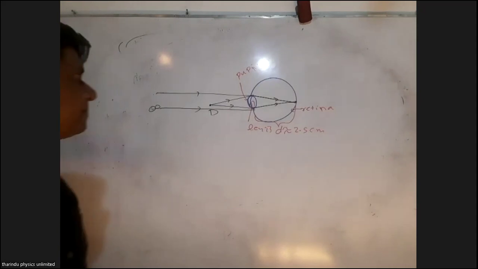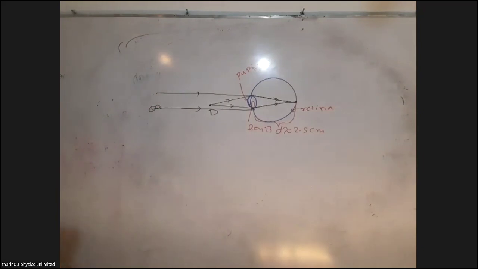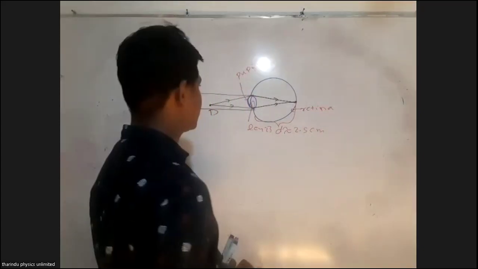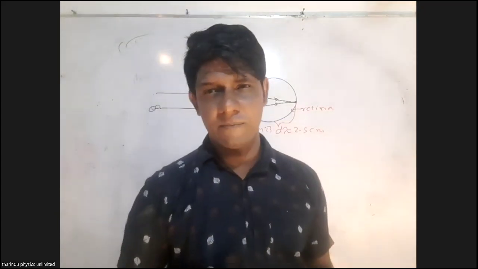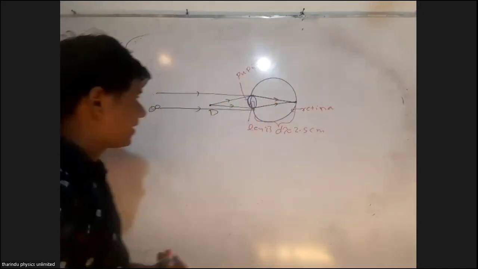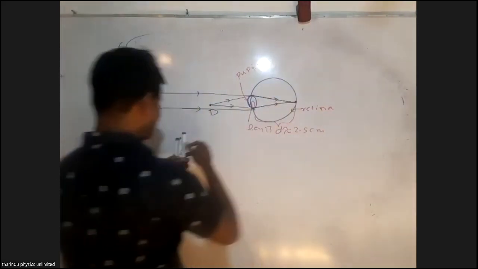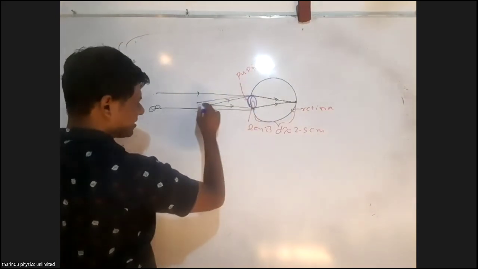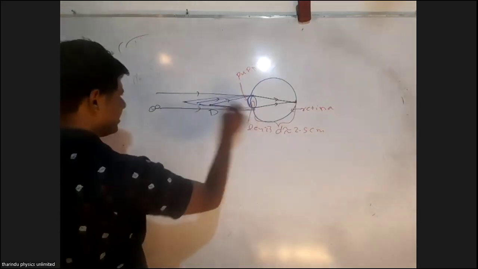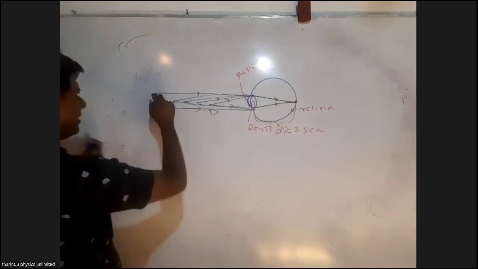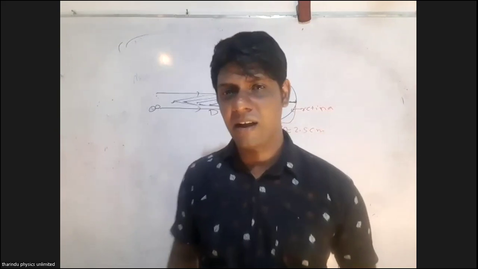Okay, guys. The next thing I want to teach you is defects of human eye. If it can form the image on the retina for any other distance, anywhere, it is the healthy eye. This is the farthest point. This is the closest point. If you can see anything in between, that is the healthy eye.